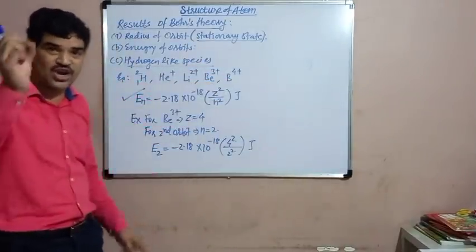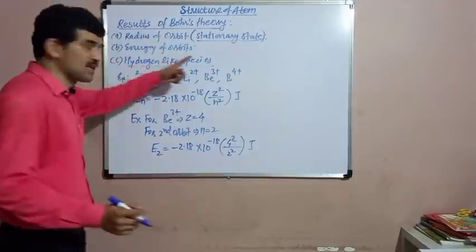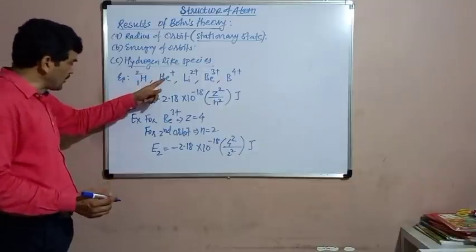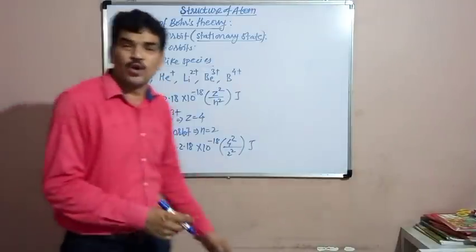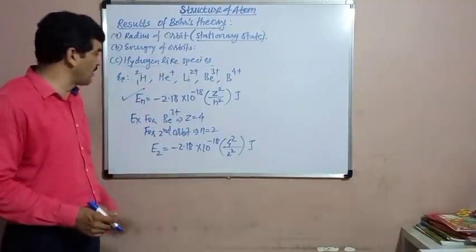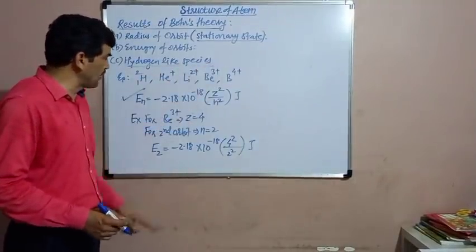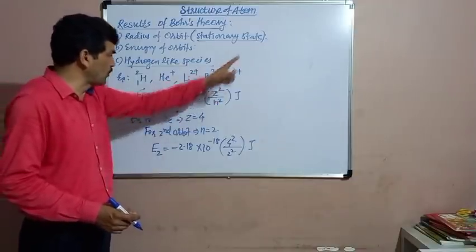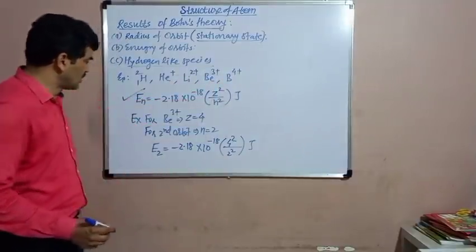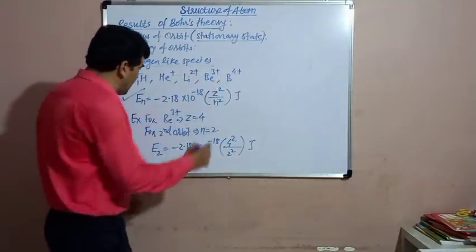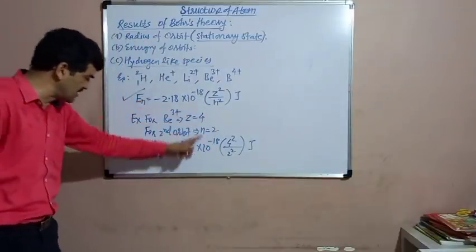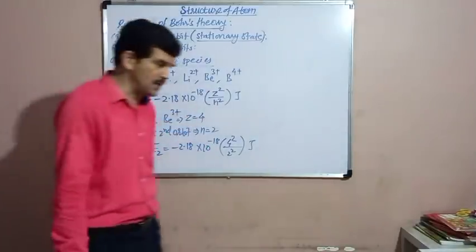All of these contain a single electron, but their atomic numbers are different. Here the atomic number is 1. Here the atomic number of helium is 2 because 2 protons are there in the nucleus. Lithium 2+, atomic number Z is equal to 3. Beryllium 3+, atomic number is 4. Boron 4+, atomic number is 5. Z values are different. So when we put the value of Z, and for a particular orbit we put the value of n, then we can solve the equation and obtain the energy of any orbit.